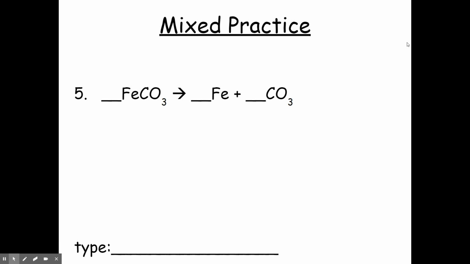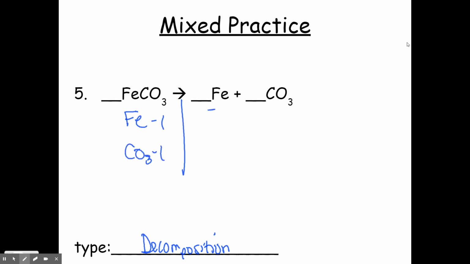For our last example, we have one thing, one reactant, decomposing. So this is decomposition. It splits apart. And here again, after we count, everything is balanced.